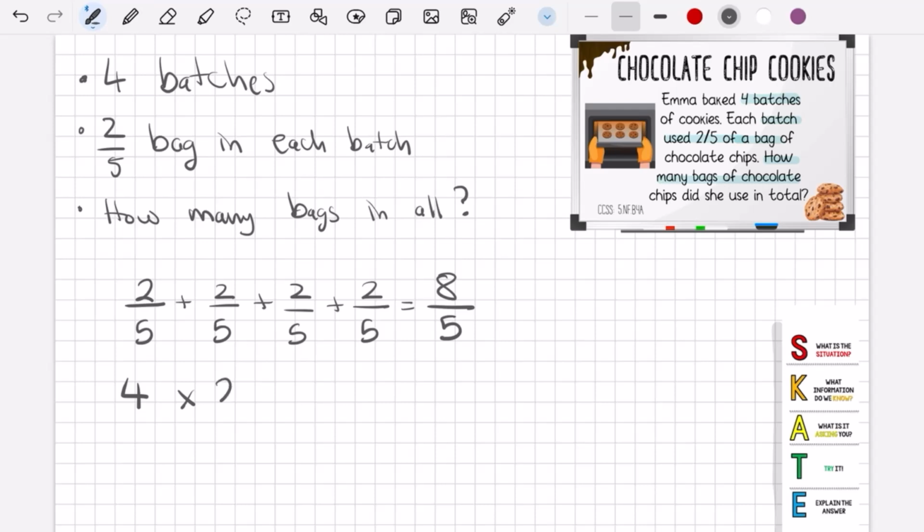Or I can do 4 times 2/5 if I know how to multiply fractions. When we multiply fractions, we multiply straight across, and every whole number has a denominator of 1. So we're going to multiply 4 times 2, and that equals 8, and then 1 times 5, and that equals 5. If you want to know more about whole numbers having a denominator of 1, check out some other YouTube videos, or ask your teacher.